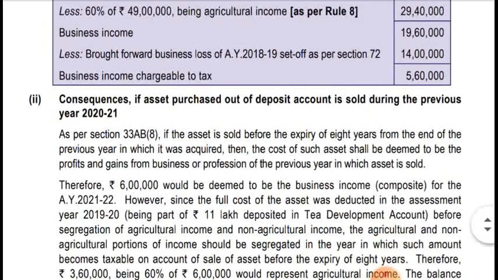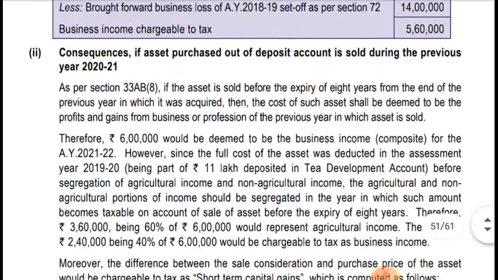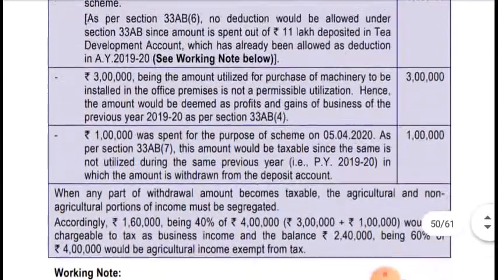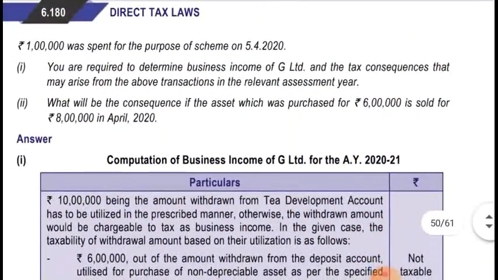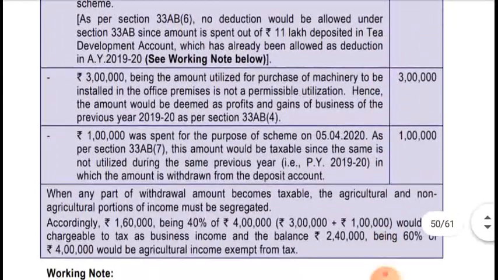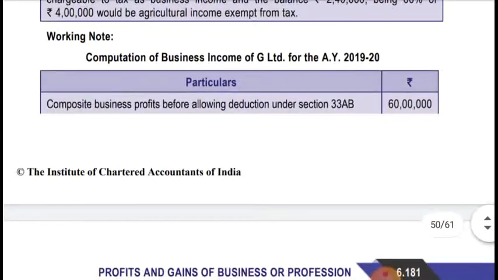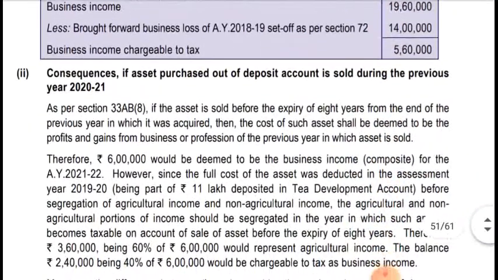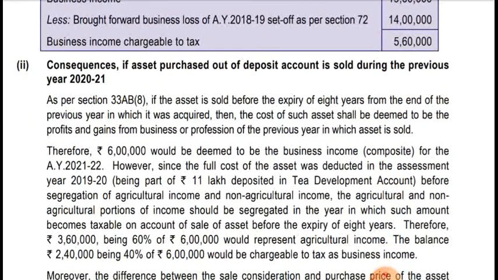Consequence: if the asset purchased out of the deposit account is sold during the previous year 2021. Let's see what the question was asking. Read the second part of the question again. What will be the consequence if the asset which was purchased for 6 lakhs is sold for 8 lakhs in April 2020? So it is sold before the expiry of 8 years from the end of the previous year in which it was purchased. Okay, so there will be a tax consequence.